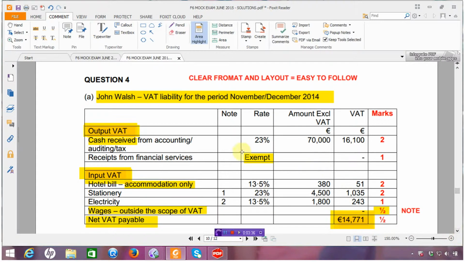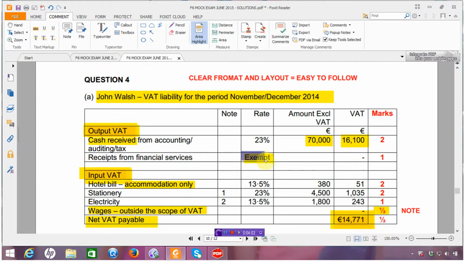Now, in terms of the sales side, you'll remember what I said is that this individual is working on the basis of cash accounting or cash receipts basis. So really, any VAT that is due for the bi-monthly period is going to be based on money that has come in, so cash in, and that from the question that you will see is 70, so it's not the higher invoiced amount. In addition to that, where we have financial services receipts, that is exempt.